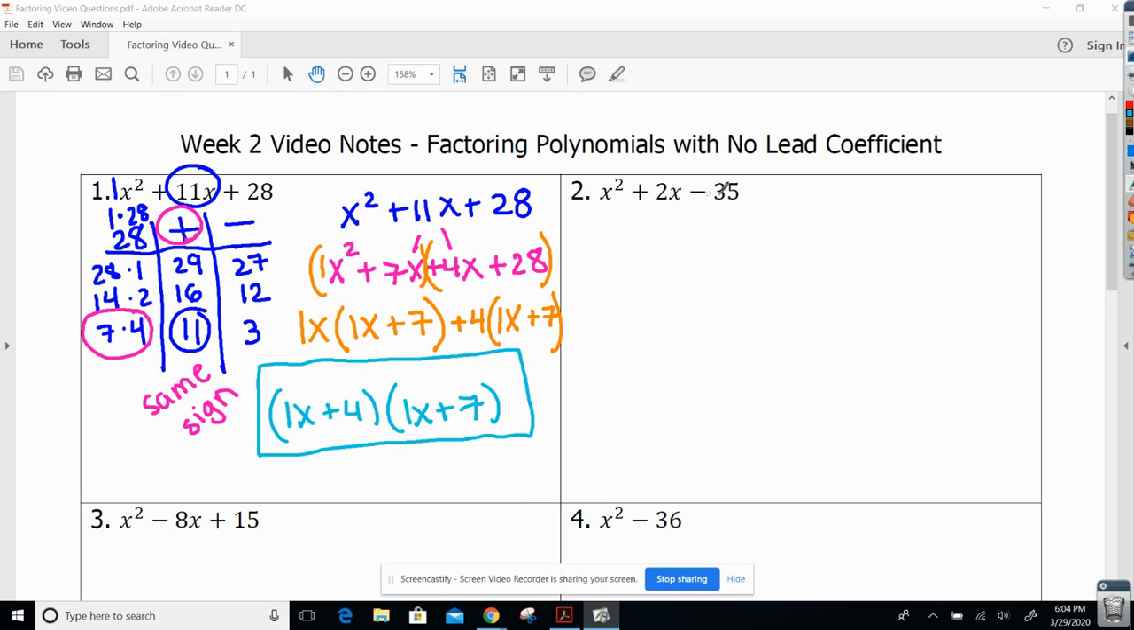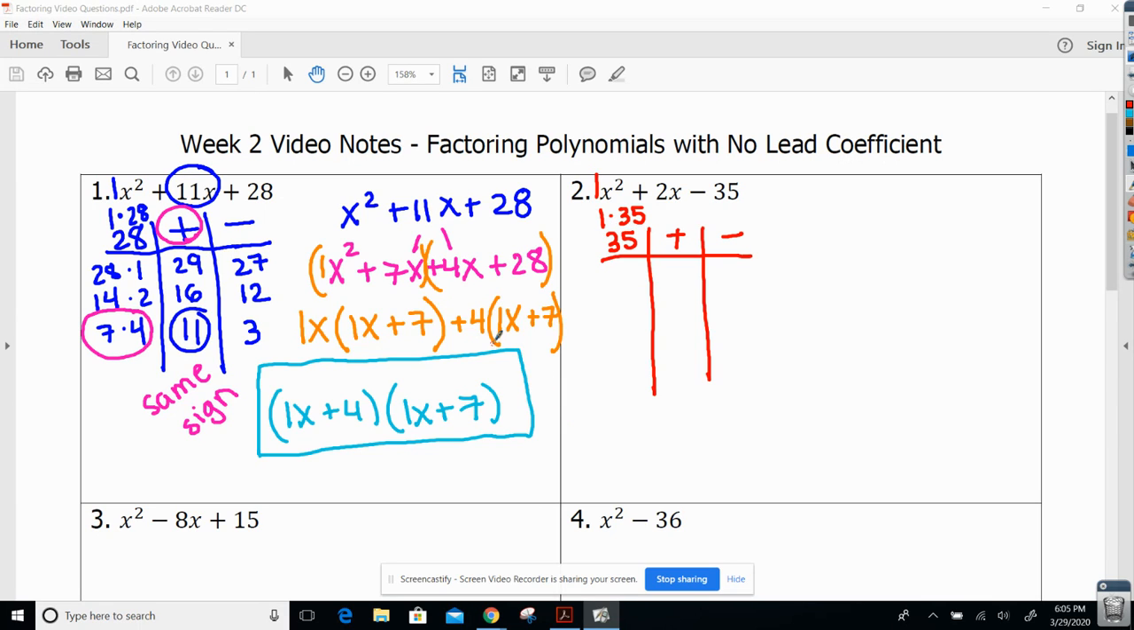Okay. Now we're going to do the exact same thing over here on number 2. Okay, so we know it is a trinomial, 1, 2, 3, with no lead, so I'm going to create my chart. I have my plus, I have my minus. My first term is a 1, my last is a 35. So 1 times 35, that gives me 35.